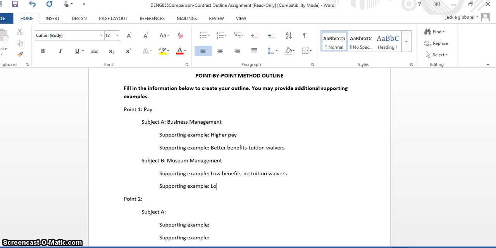So then under museum management, for the other supporting example under the pay listing, it was low medical coverage, and of course lower pay. And the lower benefits, since benefits are usually tied in with pay, that fits pretty well. So for point two, you would put prestige.